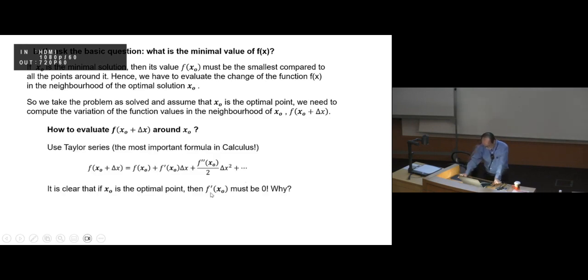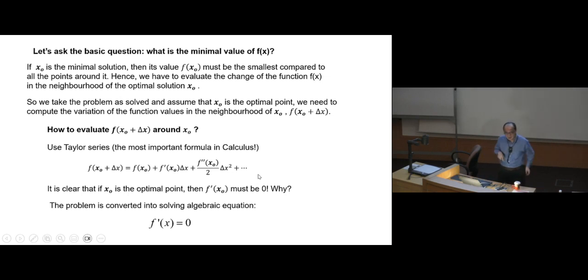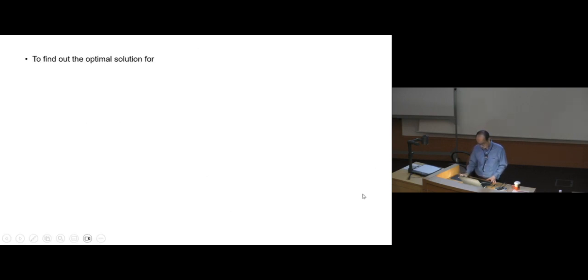All right, so therefore we have to find a way to evaluate this. From this one, we can derive the condition: for the optimal condition, the first order derivative has to be 0. Of course, we know that whether it's a minimum or maximum requires a condition on the second order derivative. But for today's class, we will not dig into details about that, so we just focus on the first order derivative.